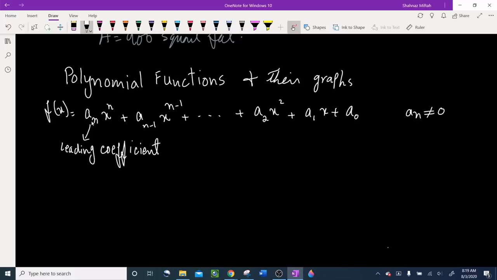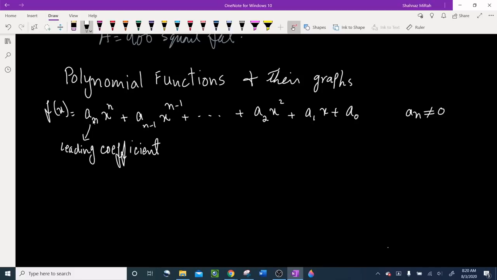Now, always polynomial function is supposed to be in order, like the highest degree is supposed to be in the front. Like if I have 2x to the power 8 plus maybe 1x to the power 7, so it goes in order. The highest degree is supposed to be in the front, so that's the order of polynomial function.